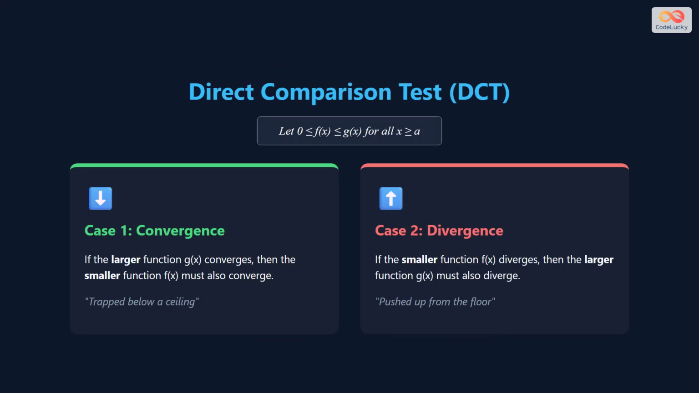Mathematically, we formalize this with two functions. Let f of x be our unknown positive function, and g of x be a known function we choose for comparison. Case 1. If the larger function g converges, it acts like a ceiling, forcing the smaller function f to also converge. Case 2. If the smaller function f diverges, it acts like a floor pushing up, forcing the larger function g to also diverge.